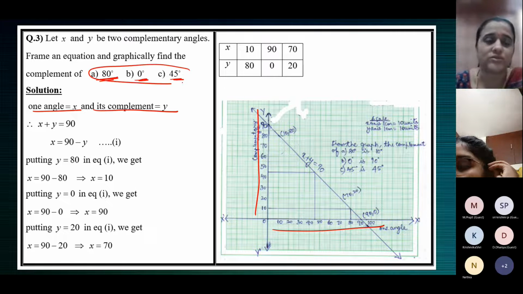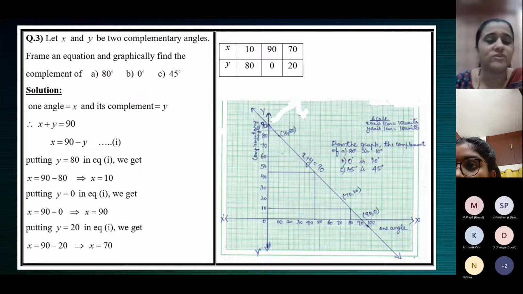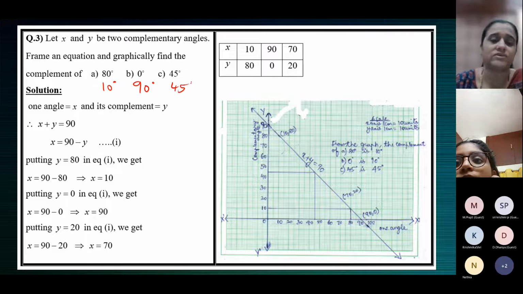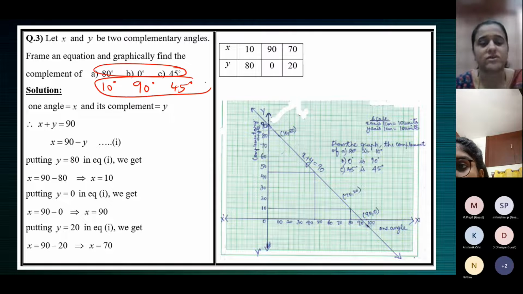So these are the x values, and you must algebraically find their y values. So this will be 10 degrees, this will be 90 degrees, and this is 45 degrees. You must be able to locate these points, these on the x-axis and these on the y-axis.